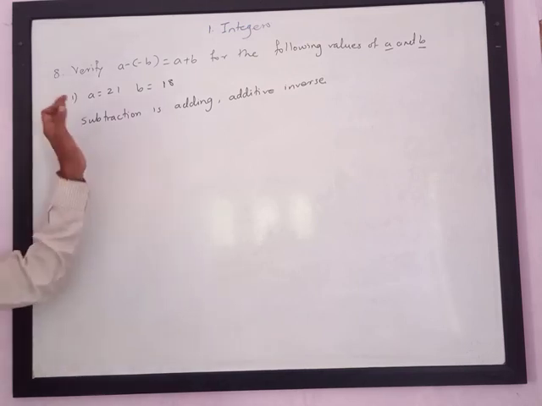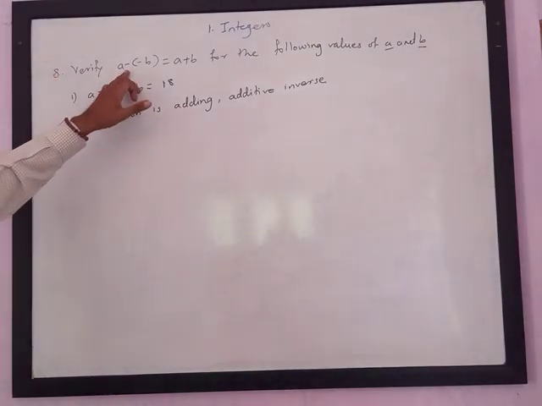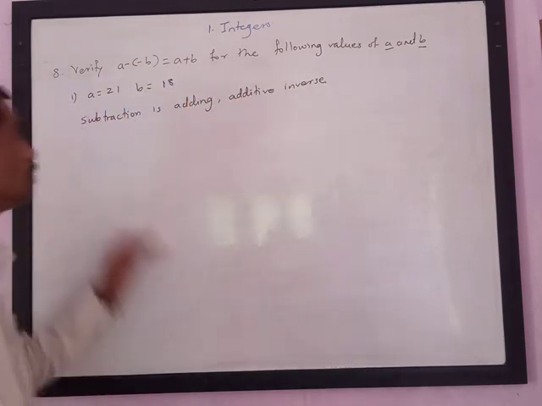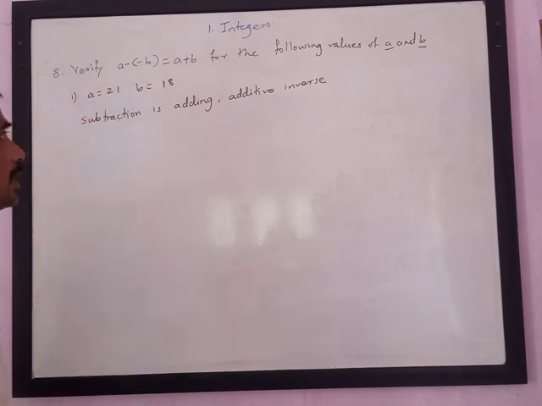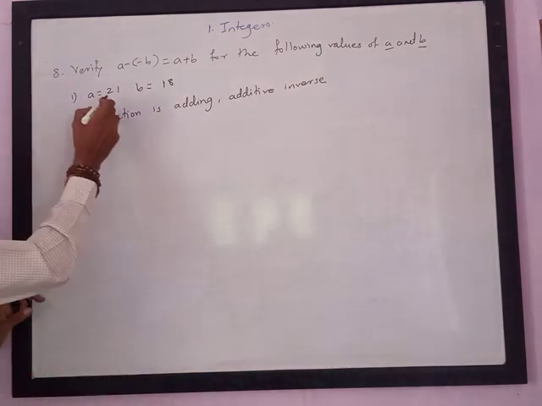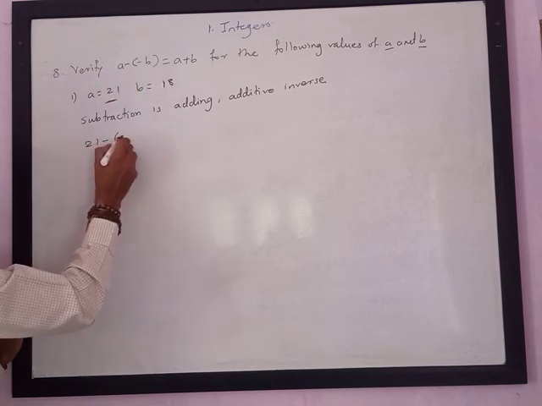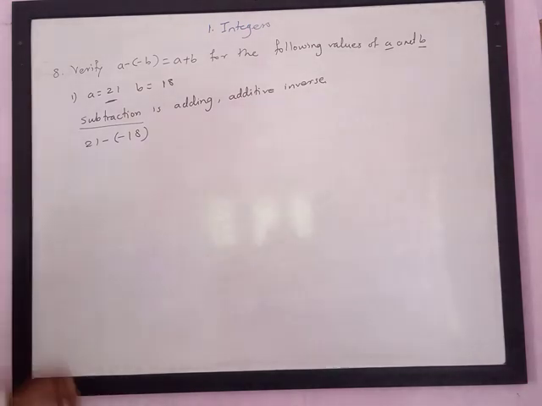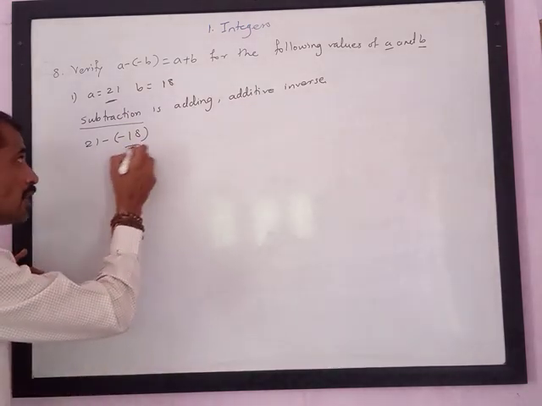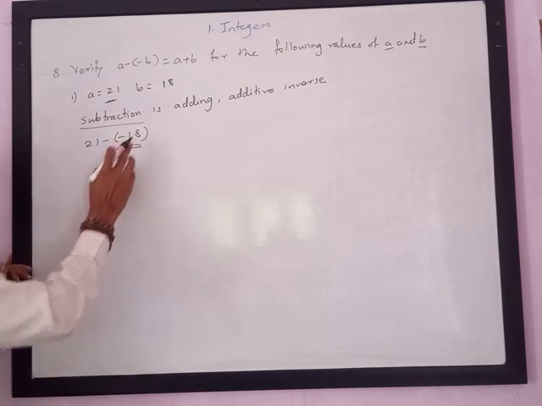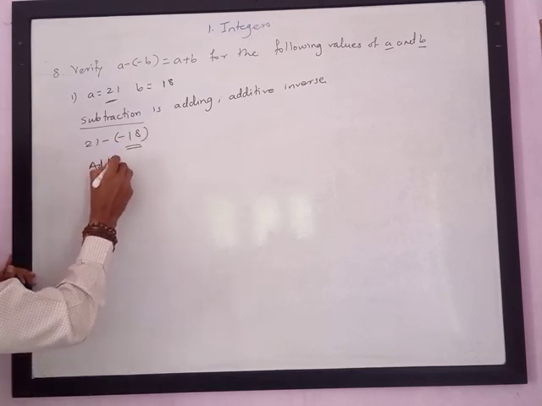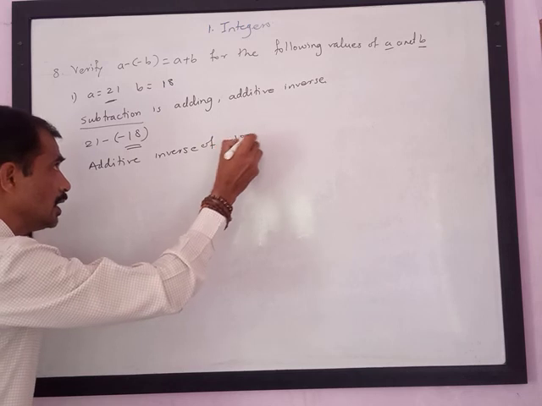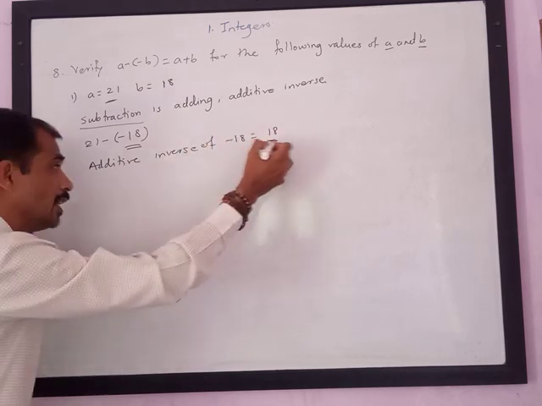Now see, the eighth question is: verify a minus (minus b) is equal to a plus b for the following values of a and b. First we are given a is equal to 21 and b is equal to 18. Let us check for the first. So it means 21 minus (minus 18). We already know subtraction is adding the additive inverse. The additive inverse of negative 18 is equal to 18. So if you add 18 we will get the same sum.